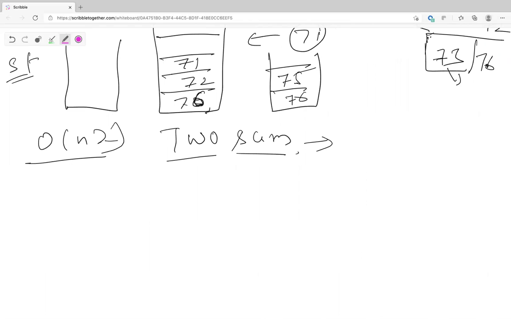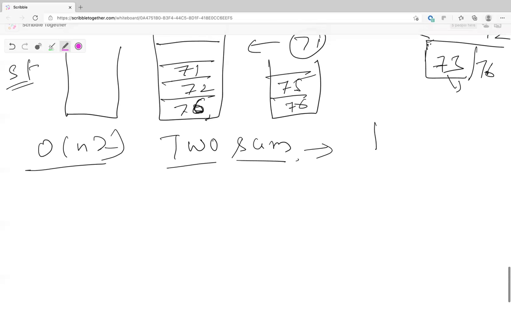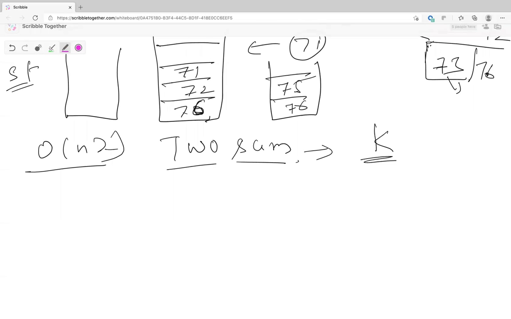Do you know that? Everyone knows what the 2 sum question is? Find out 2 numbers in the array which sum to a particular number. Let's say k is a number. Everyone knows this solution, this question. Deven, have you seen this? Yes. Yeah.